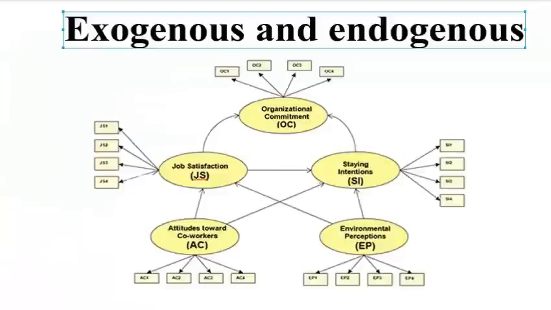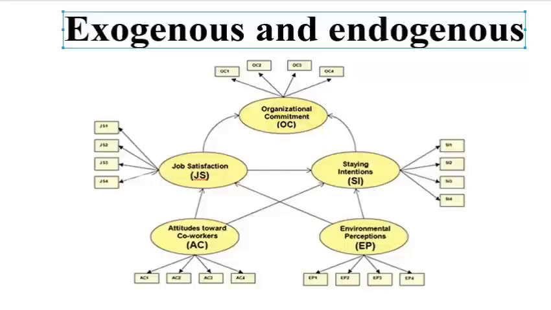So now it's time to identify the exogenous and the endogenous variables. You always start with the exogenous. They're the easiest. Those are the constructs that only have arrows going out. So it looks like AC and EP are exogenous, and the endogenous is any construct that has an arrow going in. So it looks like SI, JS, and OC are the endogenous variables.